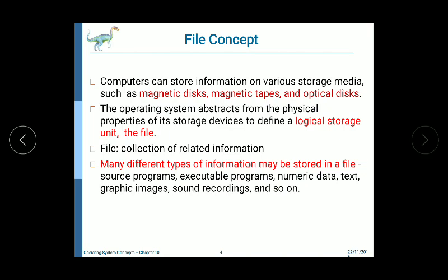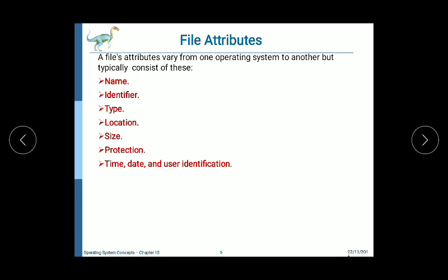Next we discuss about attributes. What are the different attributes or the properties of a file? A file is named for the convenience of its users and is referred to by its name. A name is usually a string of characters such as example.c or program.c. Some systems differentiate between uppercase and lowercase characters in the names, whereas other systems do not.